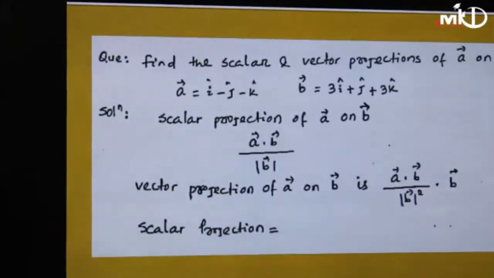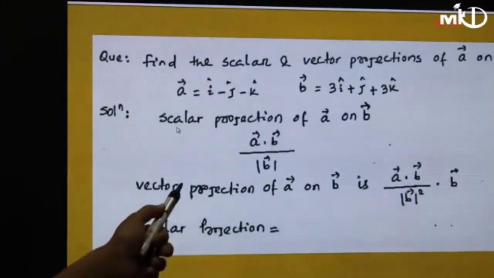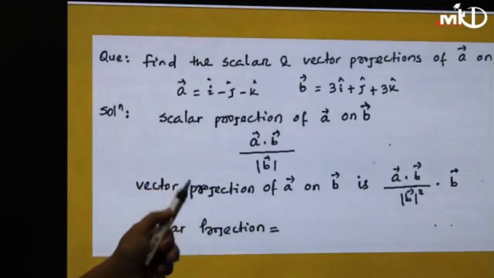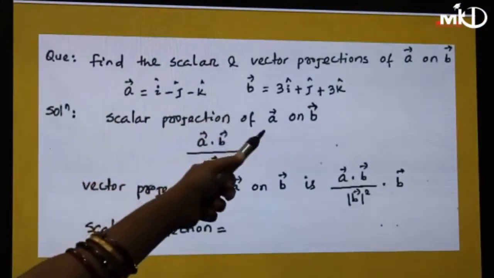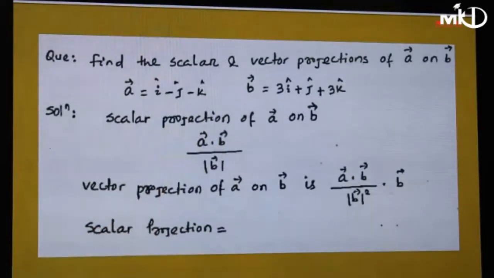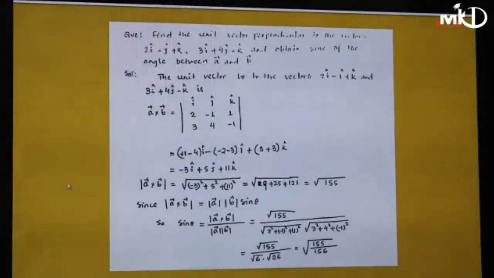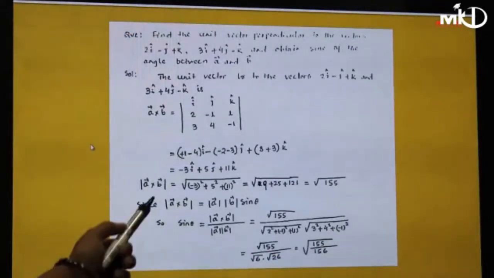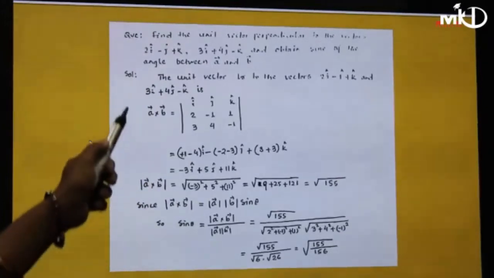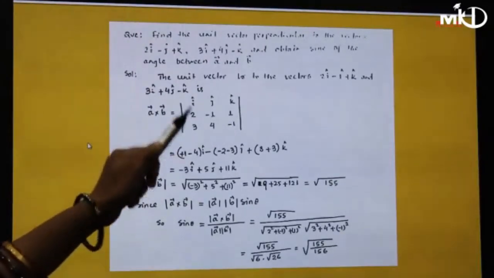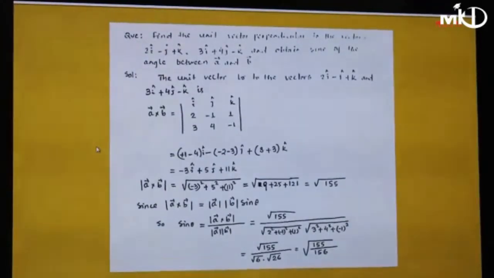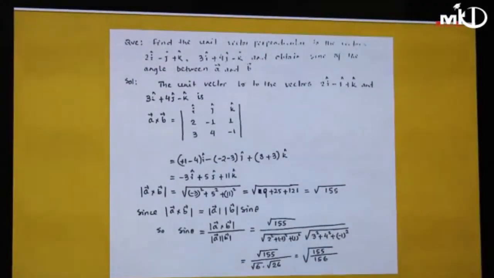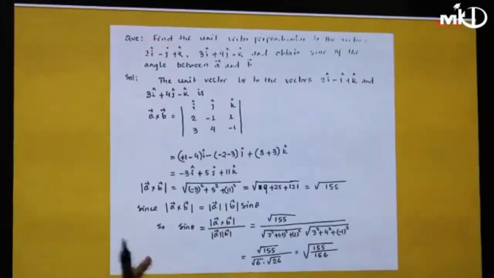And here also, we discussed this problem in our video 4. So you refer to video 4 to find the scalar and vector projection of A bar on B bar. This is also the same question, because this is a very important question, the unit vector which is perpendicular to both the vectors. So we refer to many problems by changing the data, but the formula is the same.